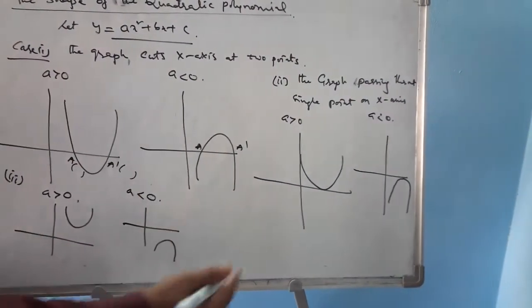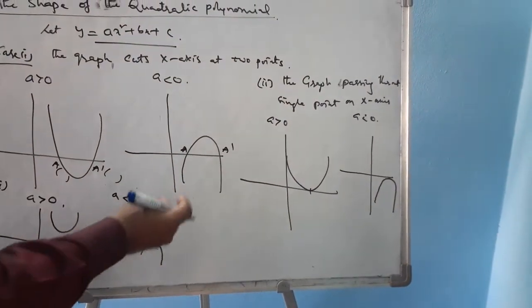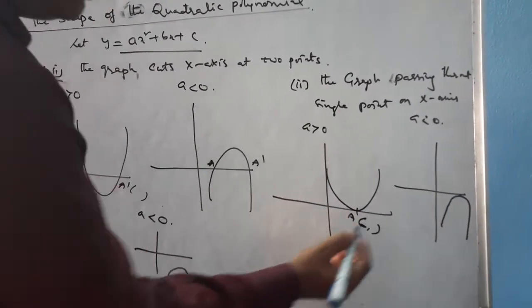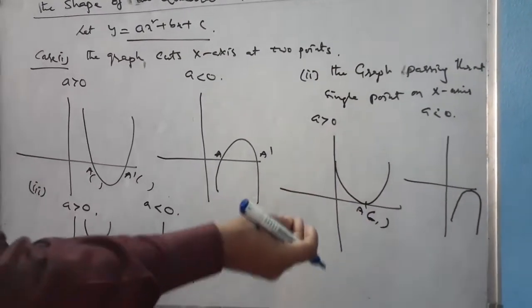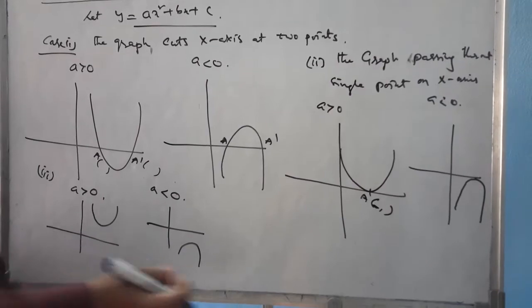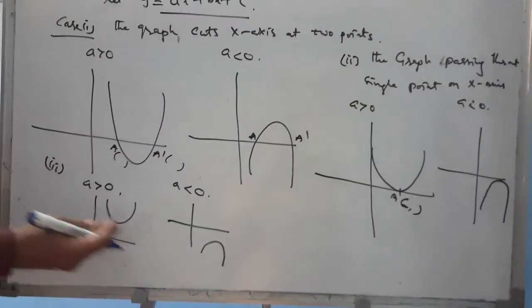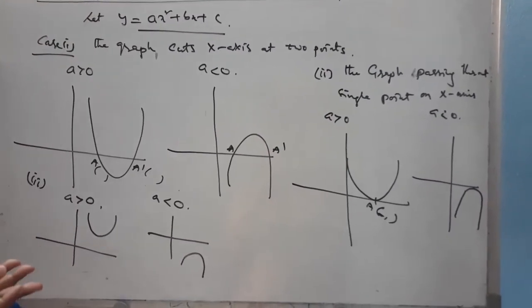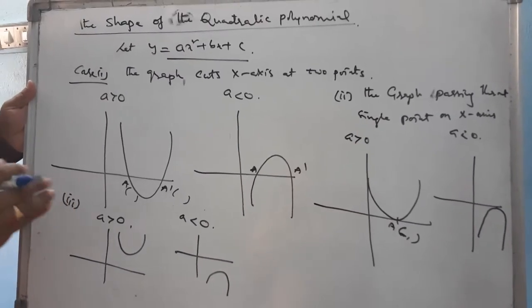For this one, the graph passes through a single point on the x-axis, which we are taking as A. So the x coordinate of this point is known as the zero of the given polynomial. Here also the same thing. In this case, the graph does not cut the x-axis, so it does not have zeros. In this case, the polynomial has no zeros.